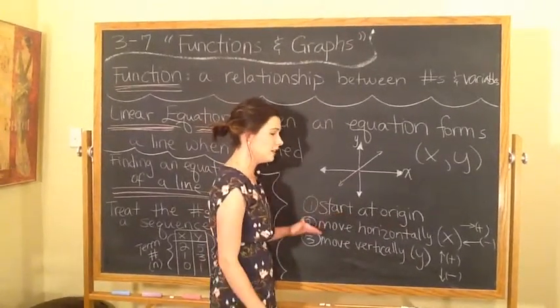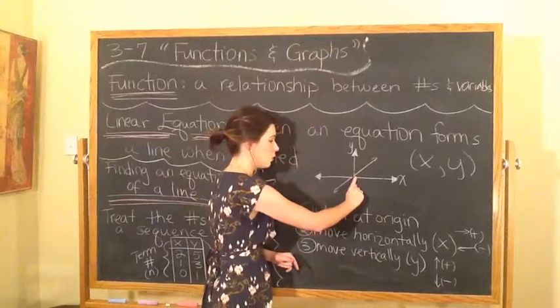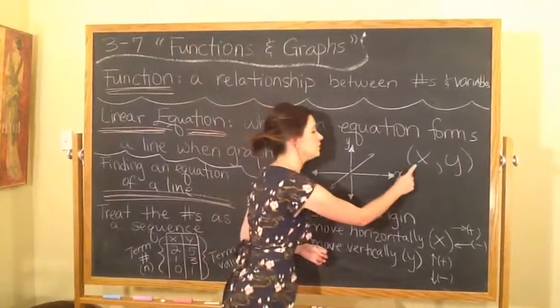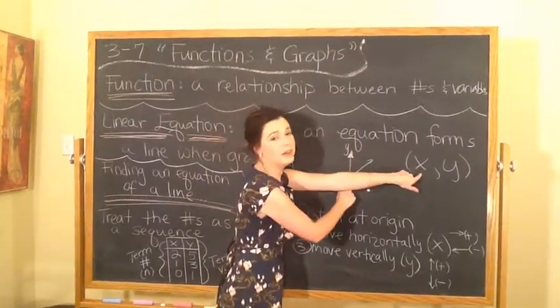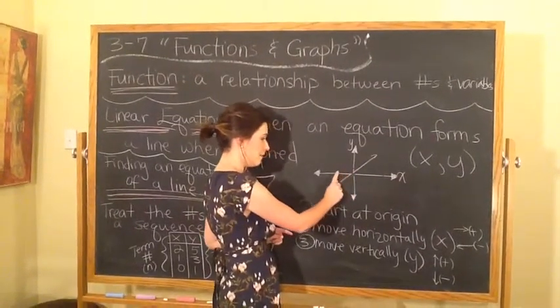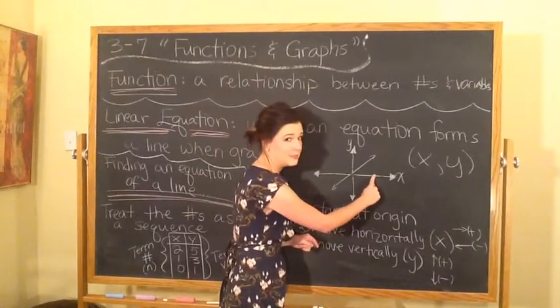Then we move horizontally. So we start here, and we either move to the right, which is positive, or we move to the left, which is negative. And that is our x-coordinate. So the first coordinate tells you, I start at 0, and then I move left or right, depending on what this number is. If it was a negative number, we'd move that many units this way. If it was a positive number, we'd move that many units this way.